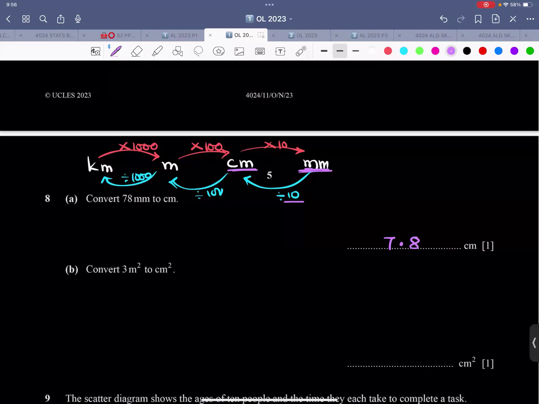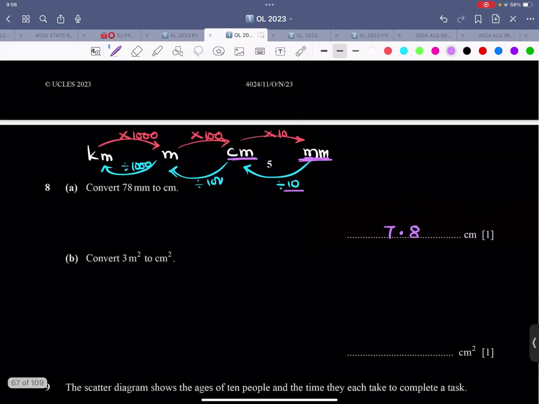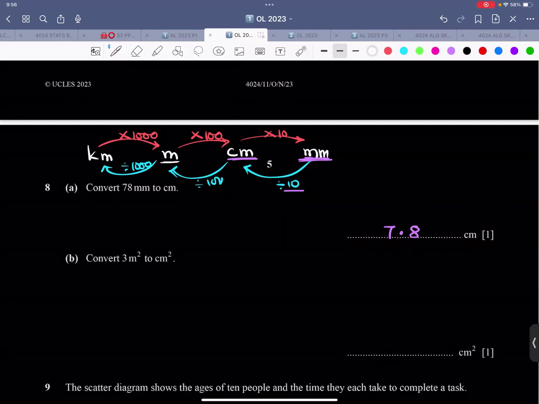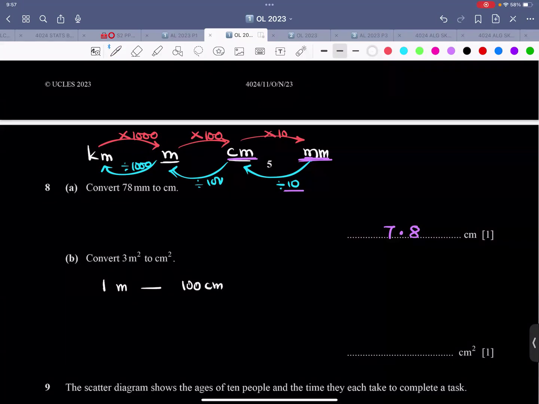That is this part. Convert 3 meter square to centimeter square. Now, first of all, 1 meter is 100 centimeters. So let me write this. 1 meter is 100 centimeter. But this is linear scale. Let's square both sides. So if I square both sides, what do I get? 1 meter square is 100 into 100 centimeter square.